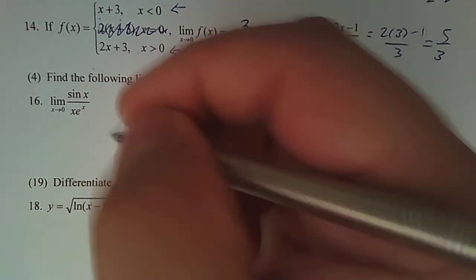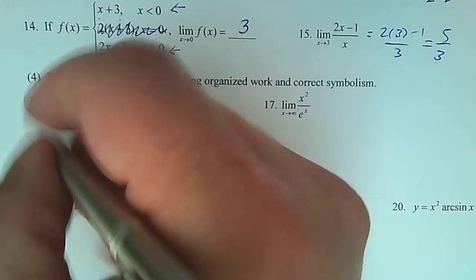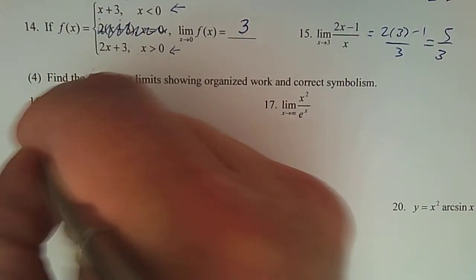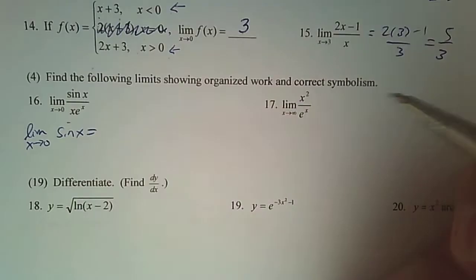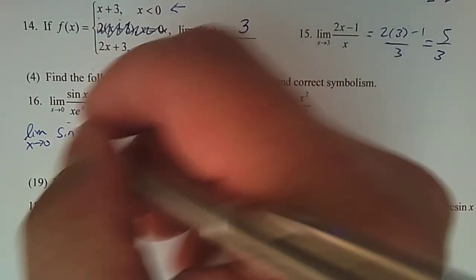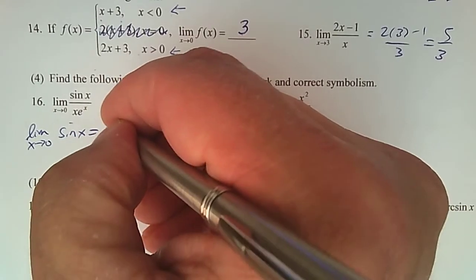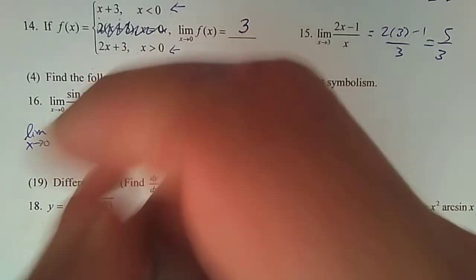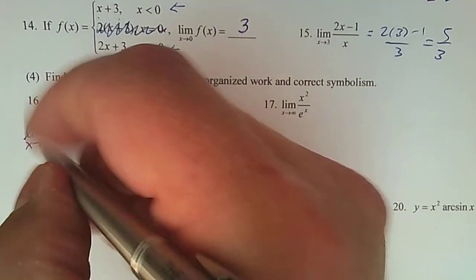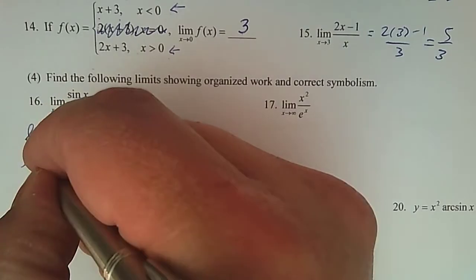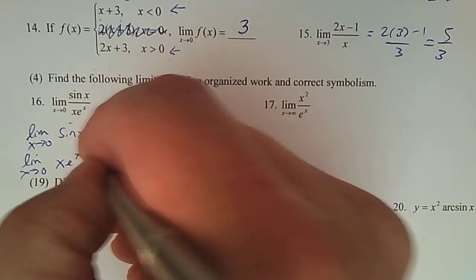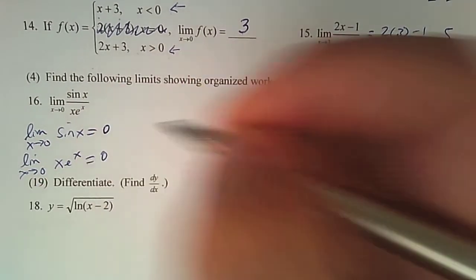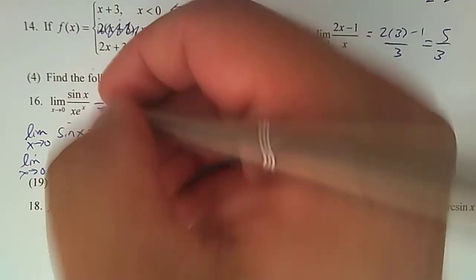So the first step is, and we're never going to write down 0 over 0. So I'm going to separate the top from the bottom. From the top, limit as x approaches 0 of sine x. That's a substitution question, and the answer is 0. It's the y value there at 0 degrees or 0 radians. And then the bottom, the limit as x approaches 0 of x e to the x. If I plug in 0 again, the answer is 0. This is definitely indeterminate. So I've shown that.